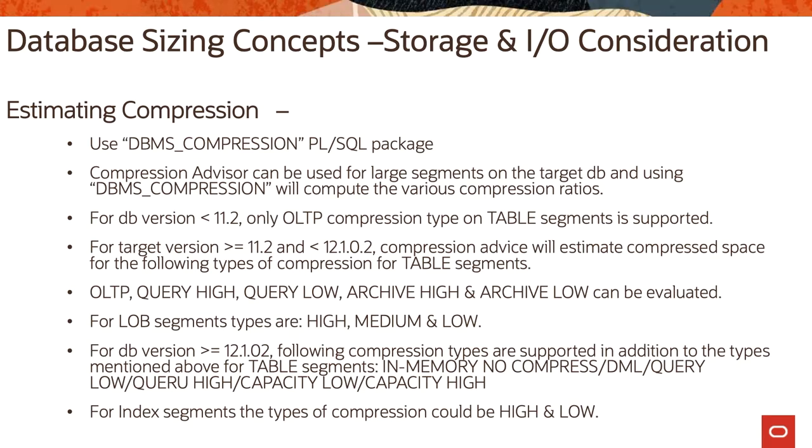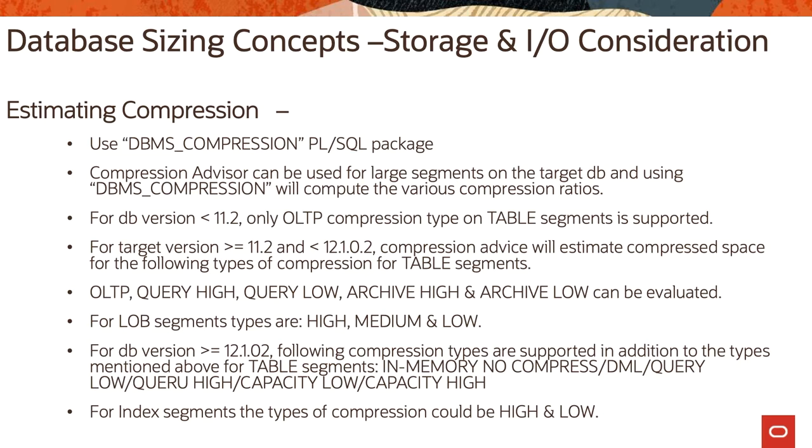An estimate of how much space can be saved by compressing the data is important. Depending on the segment type and database version, estimates for several types and levels of compression are available, such as OLTP and HCC. We estimate how much space we can save if we were to compress a segment, and this package takes a segment and compression type and returns a number which gives us the above information. The number returned is a ratio of the number of blocks when the segment is uncompressed to the number of blocks when the segment is compressed.